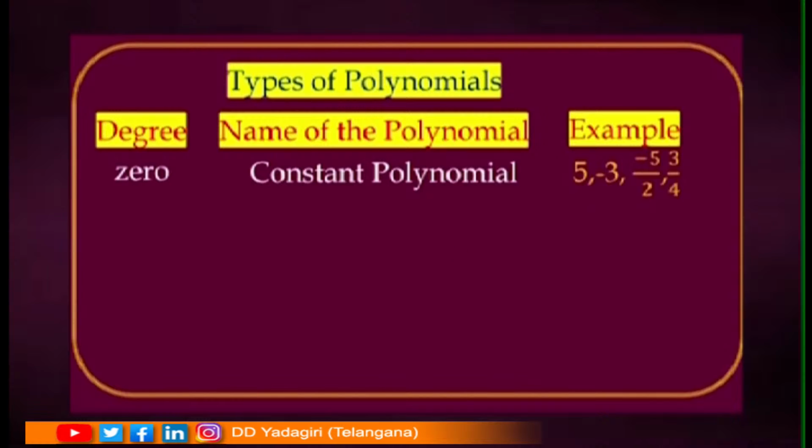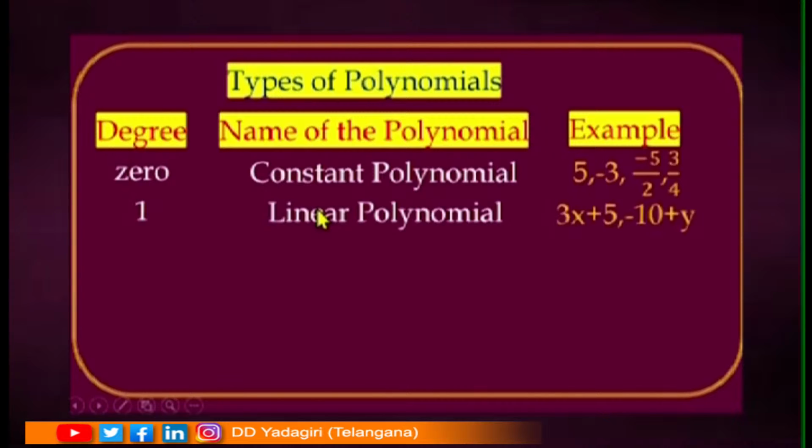Say, for example, 5, minus 3, minus 5 by 2, 3 by 4. These are all examples of the constant polynomial, because it does not have any variable, so the degree is going to be 0. The linear polynomial: the word linear means that the degree is 1. So once you have a linear polynomial, the degree of the polynomial is going to be 1.